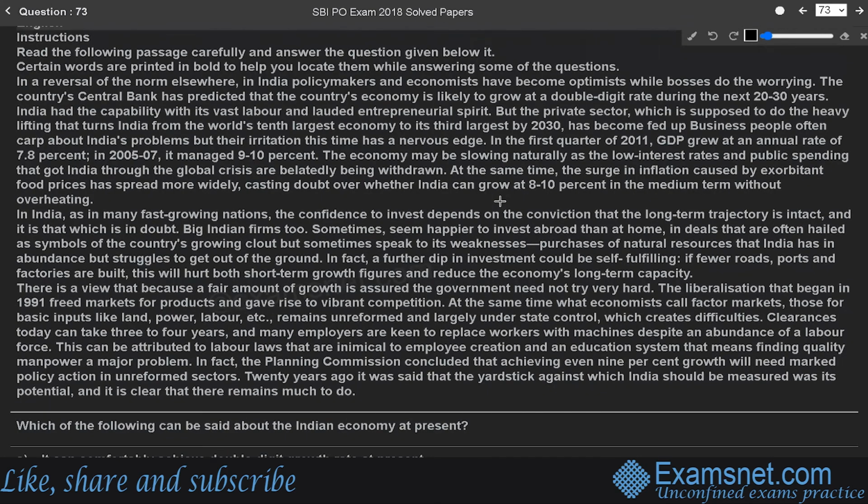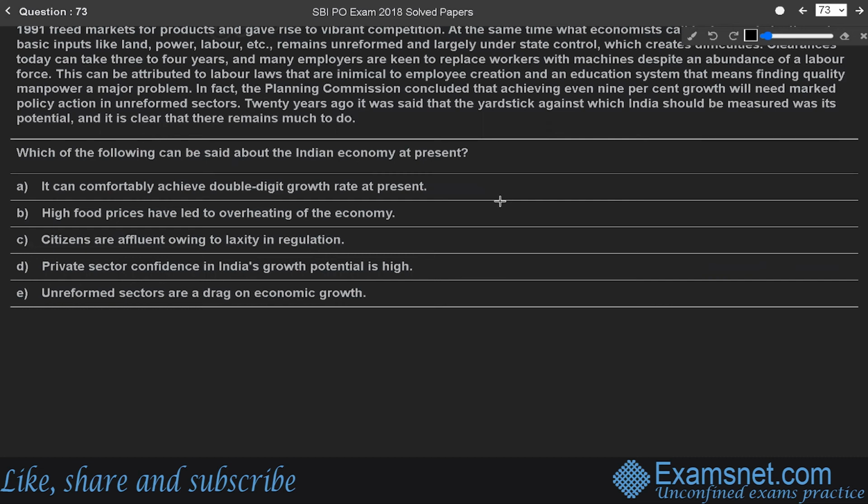Next question is, which of the following can be said about the Indian economy at present? We know that the passage ends saying that the unreformed sectors are affecting the growth rate of the country. So, unreformed sectors are a drag on economic growth. Hence, the correct option will be option number E here.